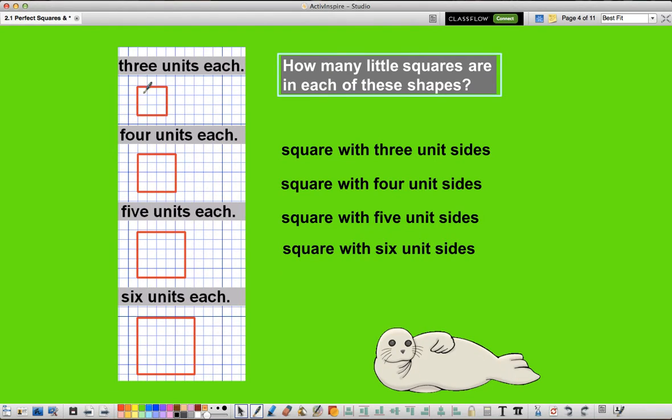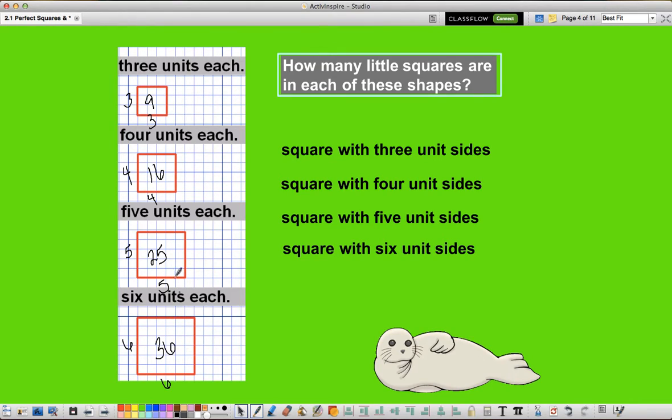Okay, so in this case, a square that has 3 by 3 has 3, 6, 9 units on the inside. A square that's 4 by 4 has 4, 8, 12, 16 units on the inside. 5 by 5, 5, 10, 15, 20, 25. And 6 by 6, 6, 12, 18, 24, 30, 36.